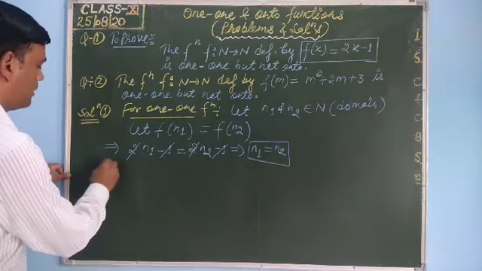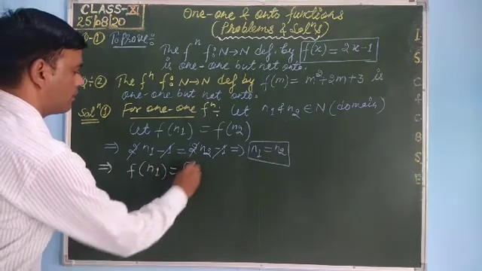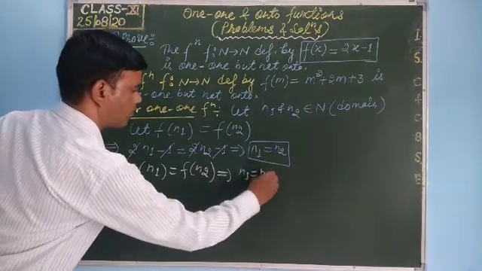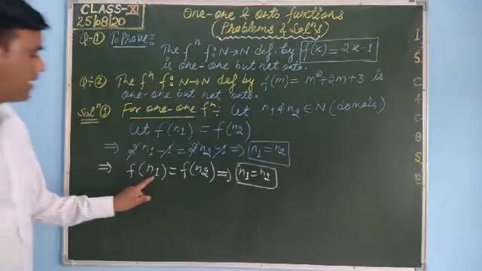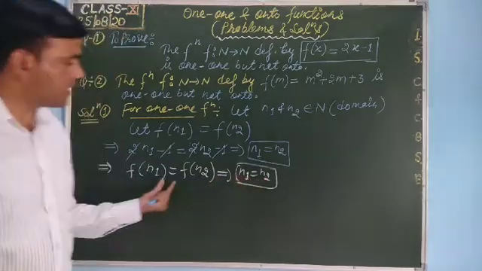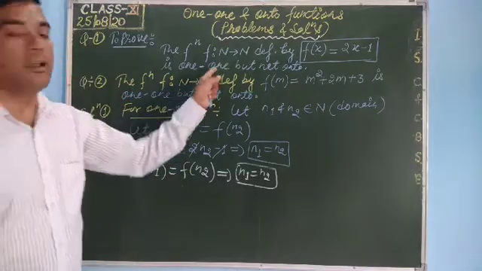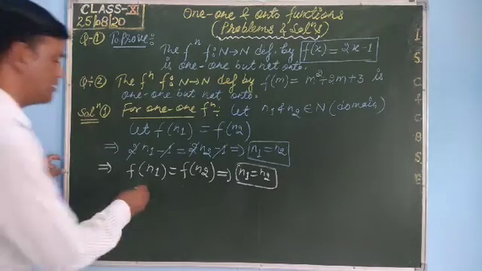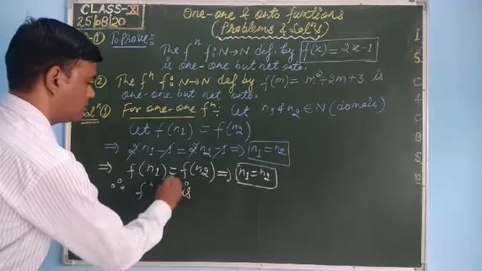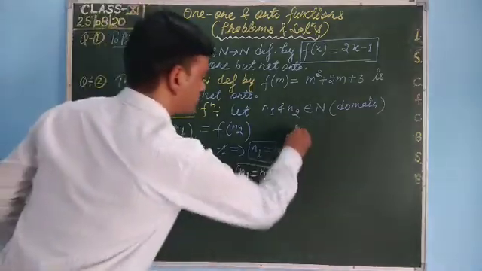So therefore f(n1) = f(n2) implies n1 = n2. So if image of n1 is equal to image of n2, then those two elements are same. It means same elements have same image, and if these two elements are different, then their images will be different, and it is fulfilling the condition for a function to be one-one. Therefore the function f is one-one. Okay, now second part here.